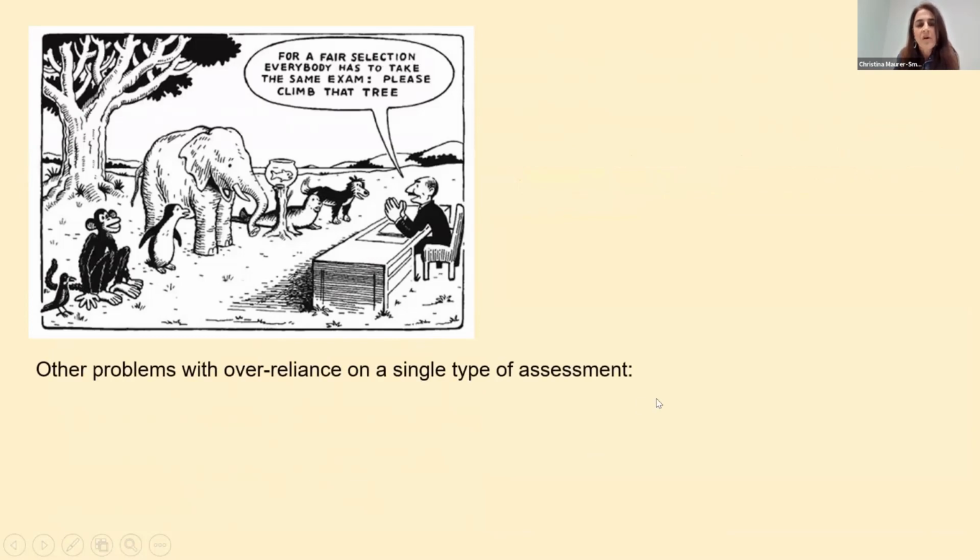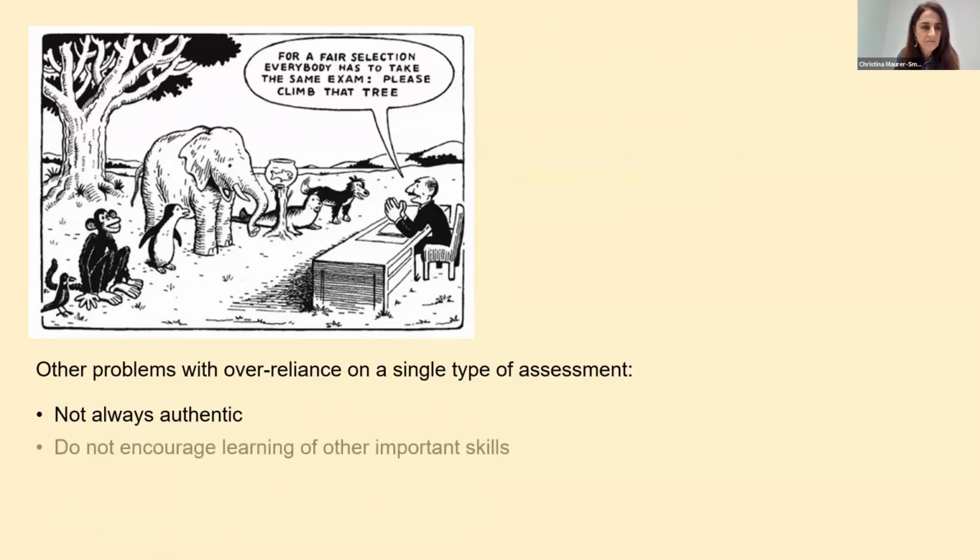There are other problems with over-reliance on a single type of assessment. Number one, they're not always authentic. And this wouldn't necessarily be an issue if we weren't overusing them. So it's hard to justify sometimes why we overuse them. They don't encourage learning of other important skills. So presentation skills like we're doing today. Also working in groups, project work, things like that they may have to do in the future.